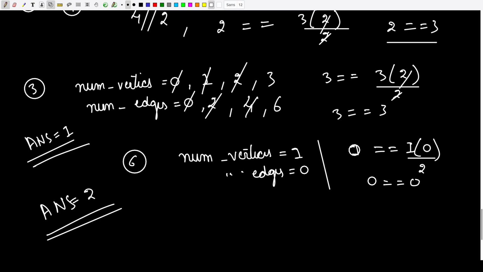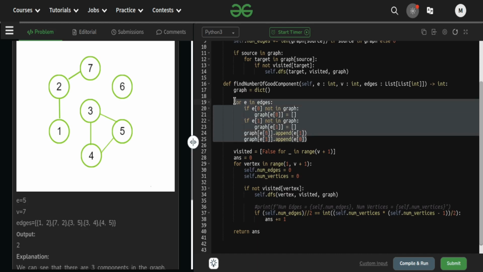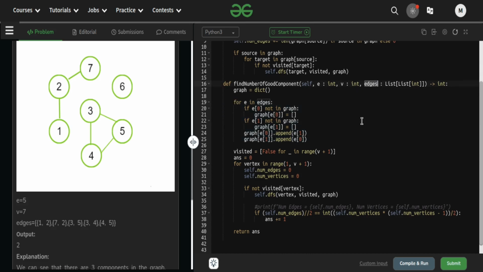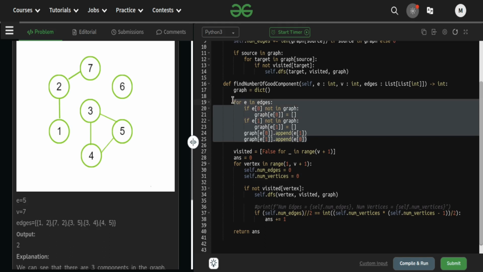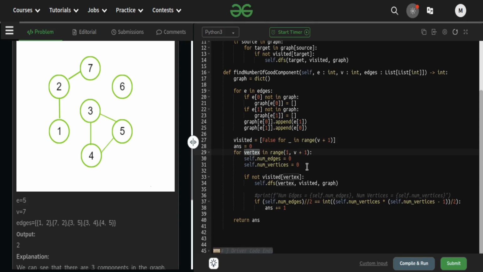Now let us see how we have coded this in Python. The code is pretty much the same as what we have discussed. From the edge list which was given to us, I'm converting it into the graph, which is the adjacency list. After conversion, we took a visited array, and initially, since none of the nodes are visited, we are marking it as false. Now we are iterating on the vertices, and we are setting the initial values of the number of edges and vertices to 0. Then if the vertex is not visited, we are performing DFS.